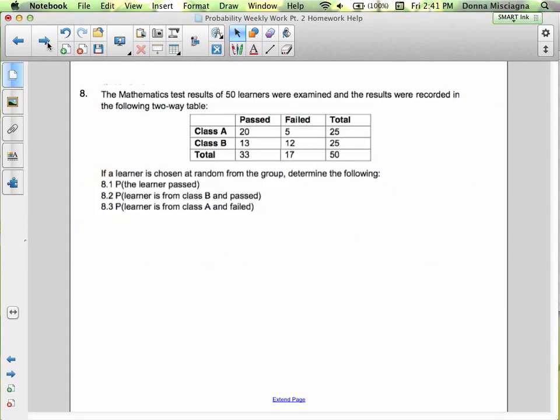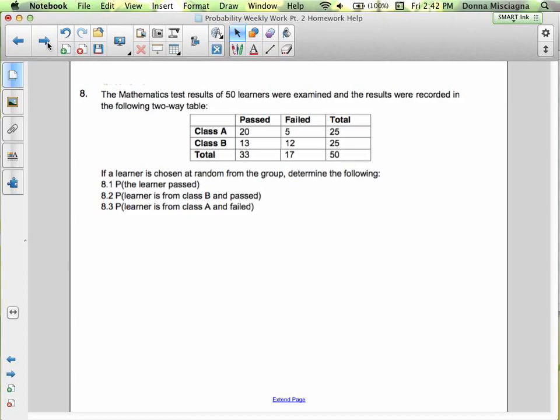The mathematics test results of 50 learners were examined, and the results were recorded in the two-way table. And it's all filled in, it even has the totals for you. All right, so if a learner is chosen at random from the group, determine the following. So I think 8.1 is pretty straightforward. The learner passed. All right, so it's just total passed over total. That one is pretty straightforward. Your favorable is passing, and all of these, your total is the total number of students.